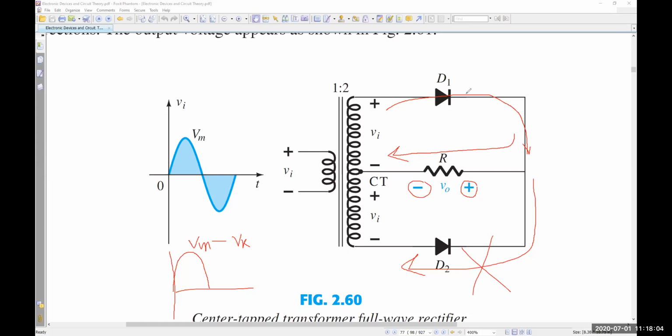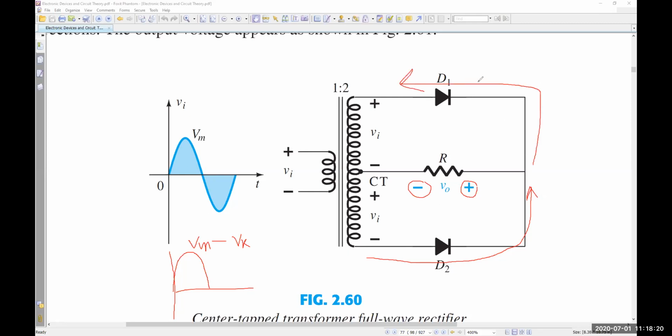Now, again, see, for the second half cycle, what will happen? Current will go in this way, right? Now, current cannot go this way. Why? Because it is reverse biased. So current has to go which way? Through the resistor. Yes. So again, the plus is this one, minus is this one. So you will get the same direction output. Since your resistor direction is same, your output direction will be same, right?